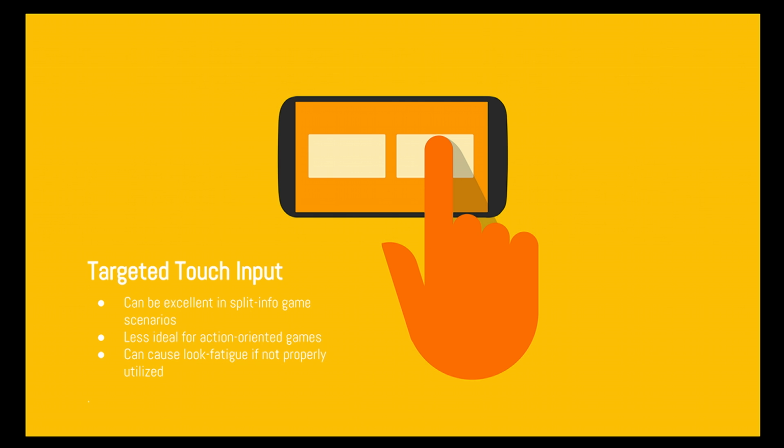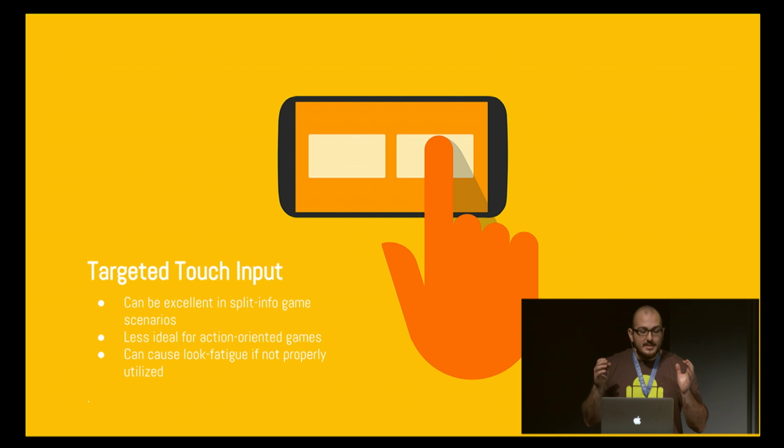Third up is targeted touch input, which we talked about a bit. You're targeting specific items on the phone screen. And this could be good for a lot of experiences, such as a board game, a card game. But obviously, you don't want people to look down on their phone when a lot of action is happening on the TV.